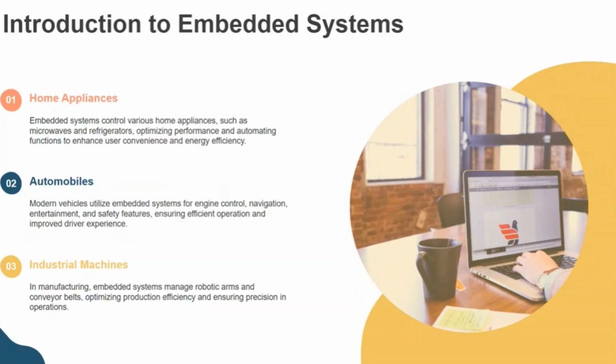Introduction to embedded systems. An embedded system is a computer system with software embedded in hardware, designed for a specific task within a larger device or system. These are used in home applications, automobiles, and industrial machines.